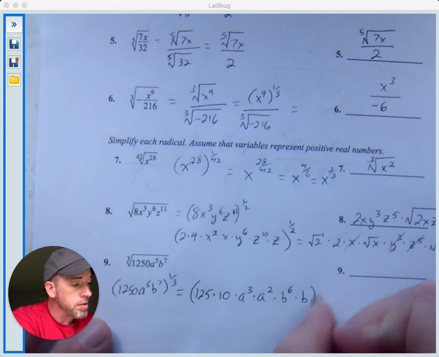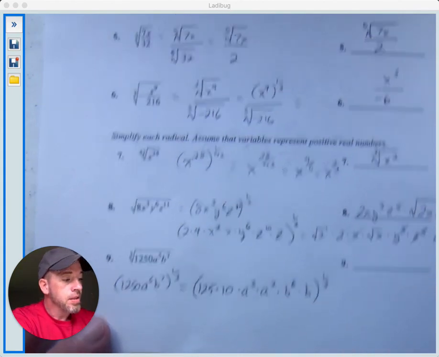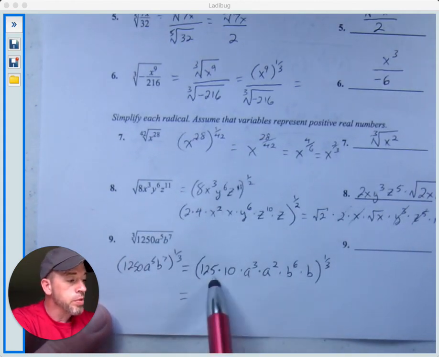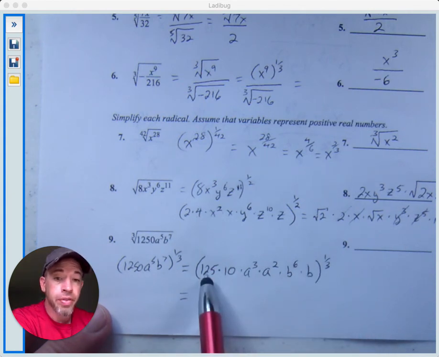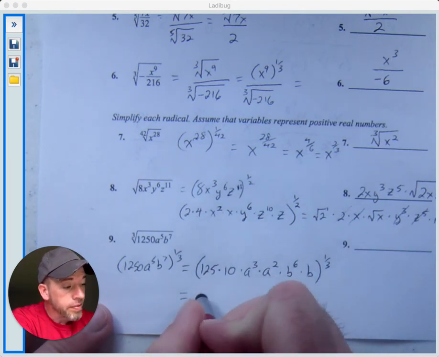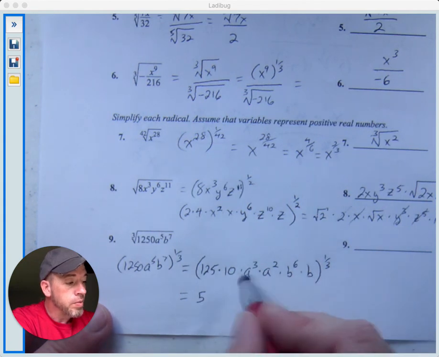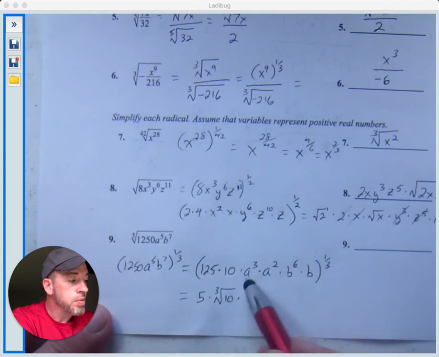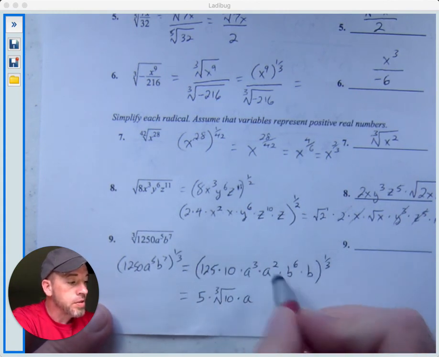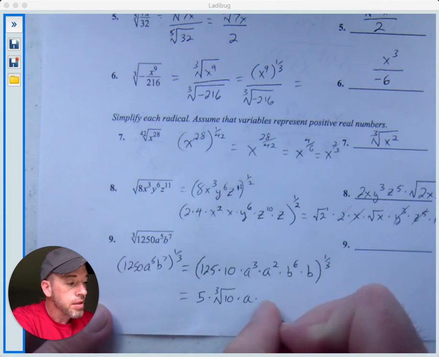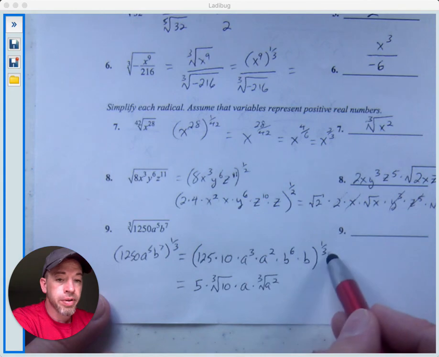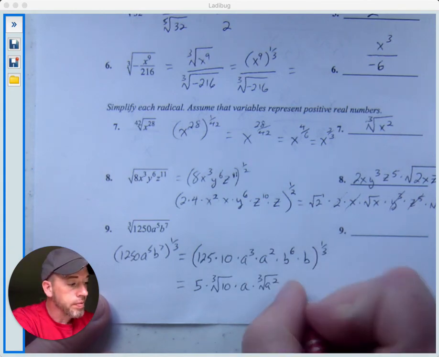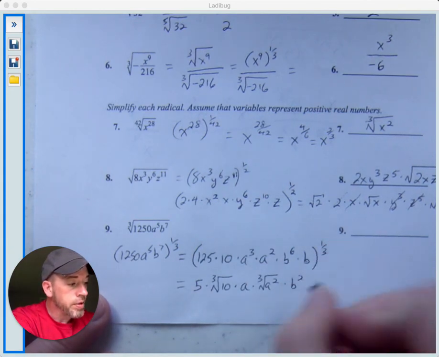So we'll take all this to the 1/3 power. Let's see what that gives us. Let's see, the cube root of 125, or 125 to the 1/3, would just be 5. 10 to the 1/3 is the cube root of 10. A cubed to the 1/3 is just a. A squared to the 1/3 is the cube root of a squared. B to the 6th to the 1/3 would be b squared. And b to the 1/3 is the cube root of b.